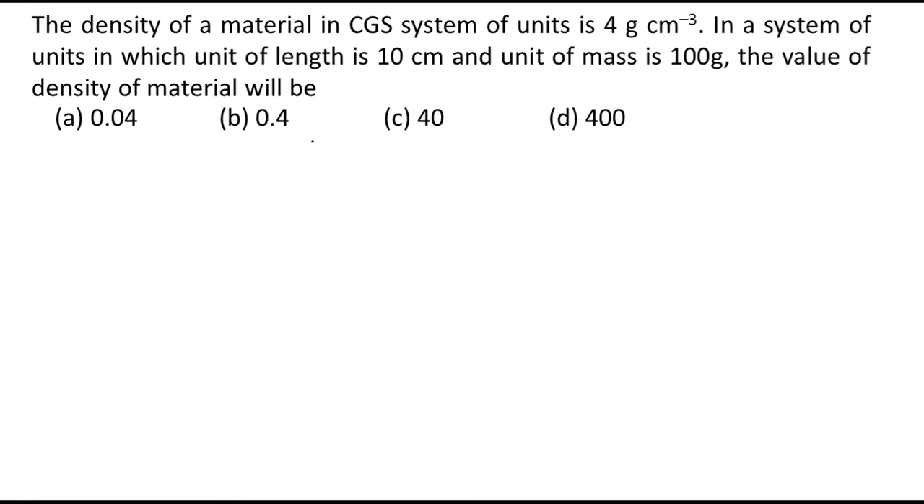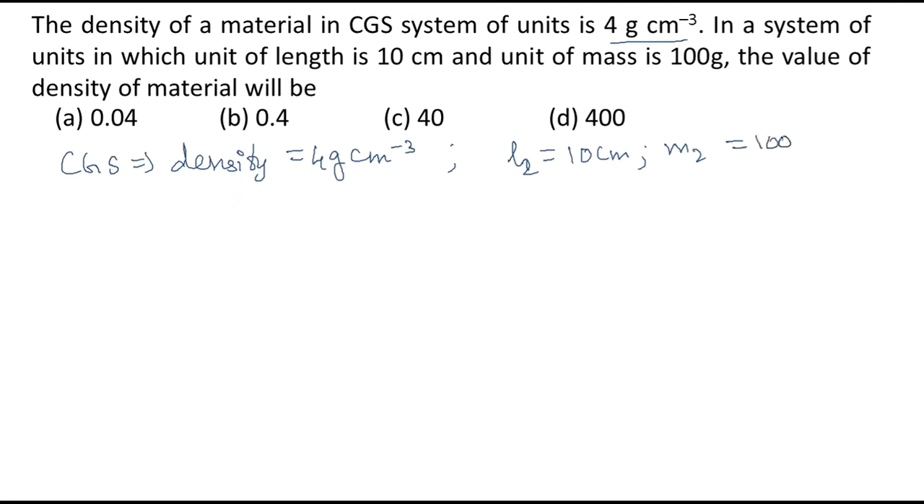The next question: the density of a material in CGS system of units is 4 gram per centimeter cube. So in CGS system, density is equal to 4 gram per centimeter cube. In a system of units, there will be a new system in which the unit of length is 10 centimeter. So they have given a new system: L2 is equal to 10 centimeter, and M2, the unit of mass, is 100 gram. What will the value of density of the material be? So in this new system of units, we have to find the density. So density equal to question mark.